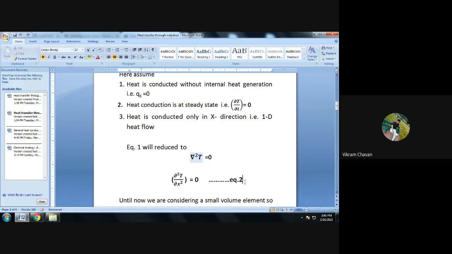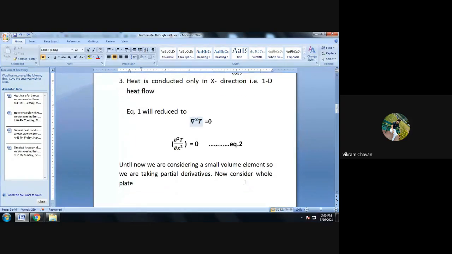Now write down next. Until now we are considering a small volume element.